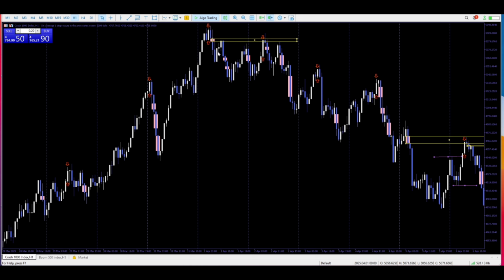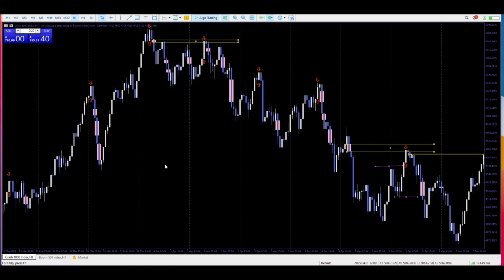Why was this one significant as well? We had a push up. This low has not been broken yet, so I will wait for two break of structures. So one push down, second push down, and that gives me a little bit of extra confirmation on how to do it. So yeah, that's on Crash 1000.